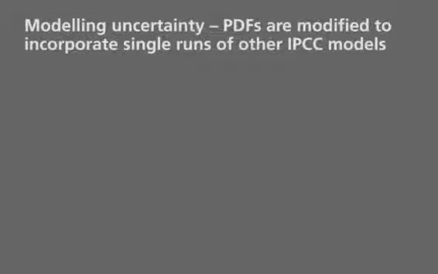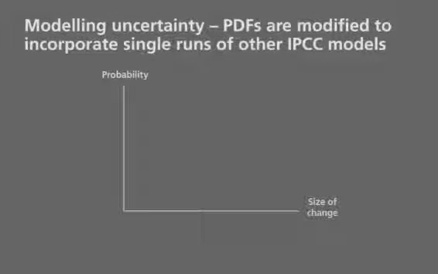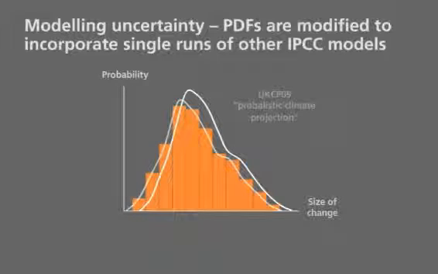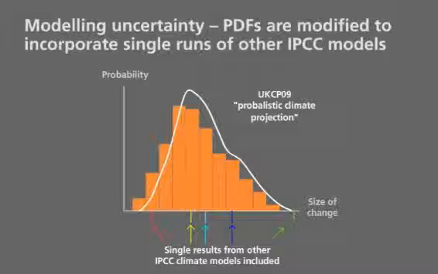Incorporating the results of these other models has the effect of modifying the shape of the PDF. In this example, the upper end of the curve is extended by the incorporation of these results. It's the final curve that gives us the probabilistic climate projections that form the basis of much of UK CP09. And it's this data that you can access online through the user interface and is used to create all the maps, graphs and charts that you can see online.